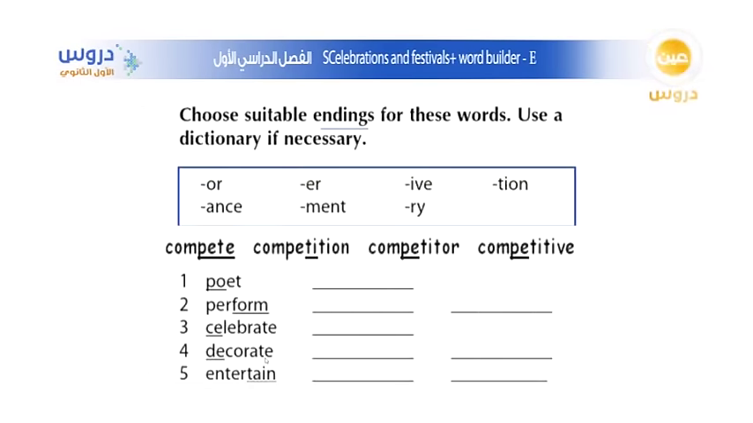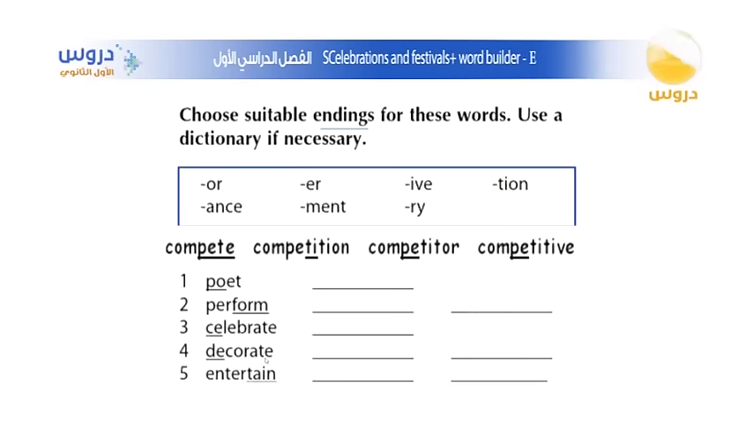As the example we took, we've got compete, competition, competitor, competitive. The OR gives the noun. The ER gives the noun. The IVE gives the adjective. The TION gives the noun. The ANCE gives also the noun. The MENT gives the noun. Also the RY.